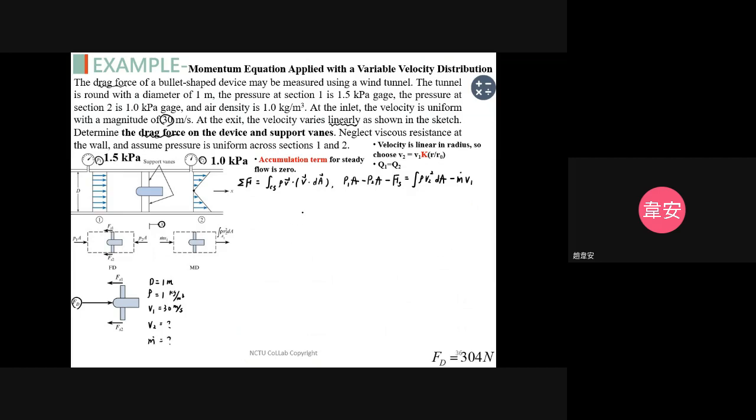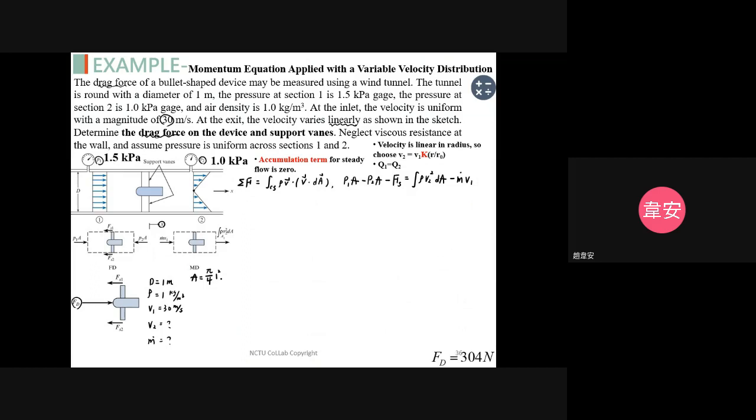Okay, so for this problem, if we can know the mass rate and the V2 velocity, we can solve the problem individually for the integration items and the inflow momentum. First, we know the area of the cross section, because we know the diameter here. The cross section area is pi over 4 times d squared.